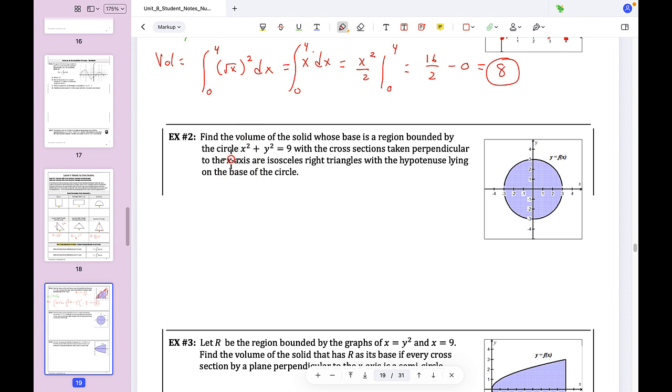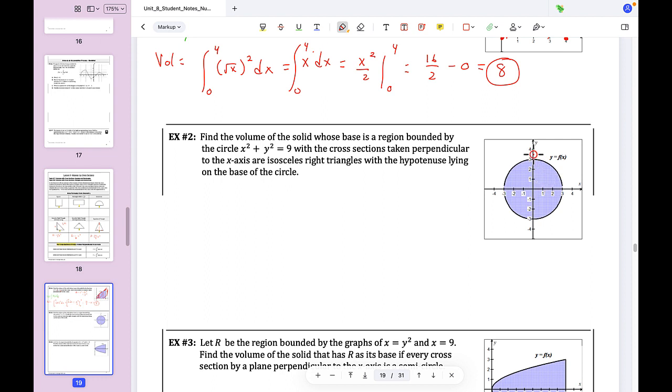Okay, next one. Find the volume of the solid whose base is a region bounded by the circle. Okay, so there's my circle, x squared plus y squared equals 9. And the cross sections taken perpendicular to the x-axis are isosceles right triangles.